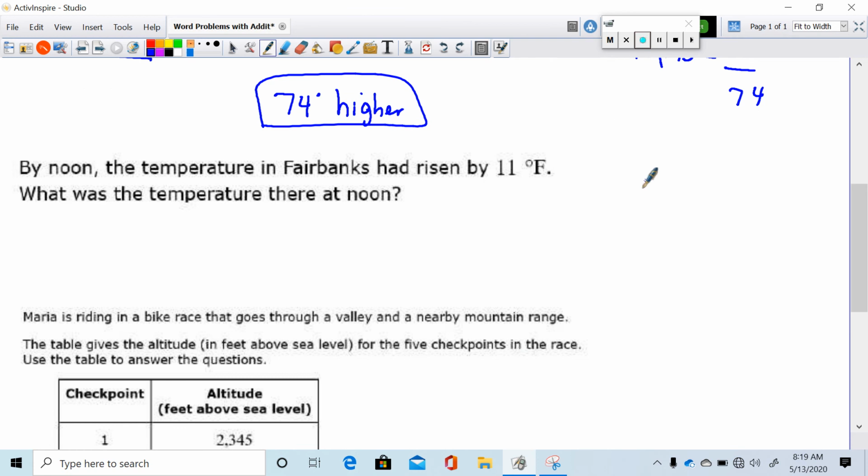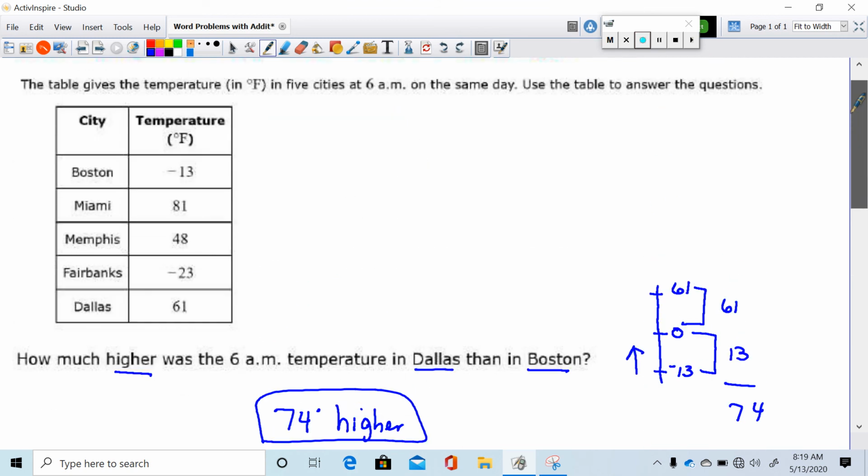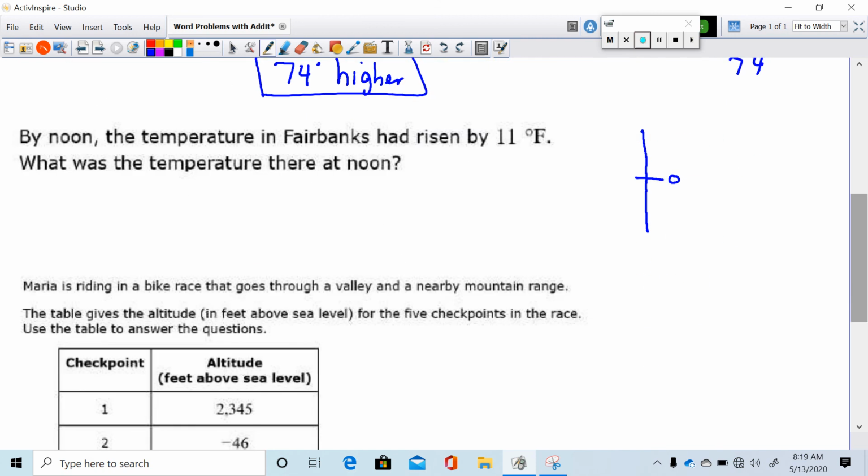By noon, the temperature in Fairbanks had risen by 11 degrees. So 0 is in the middle. Fairbanks is negative 23. And risen means it goes up. So it's going to go up 11 degrees. Well, if you went up 11 degrees, this is 23 degrees below 0. If you went up 11, you're still going to be negative. So it's going to be negative.